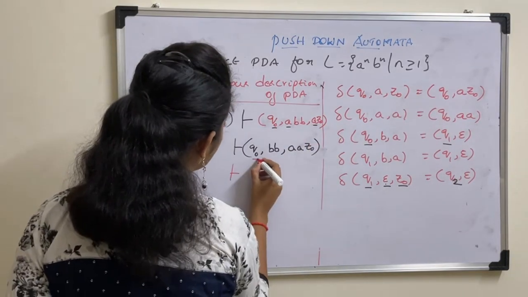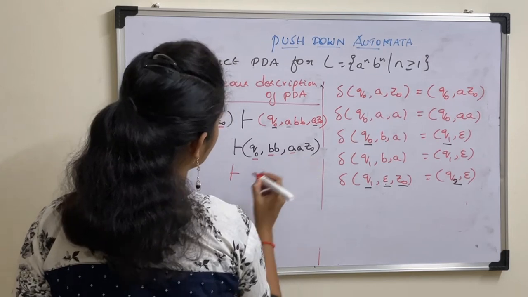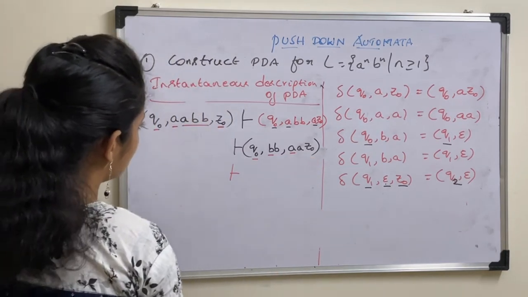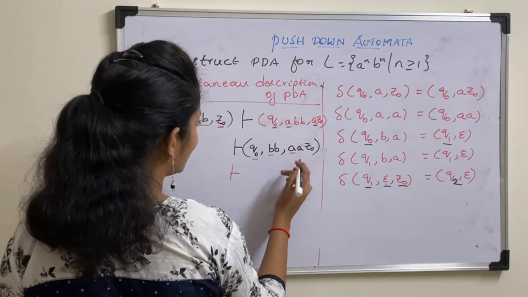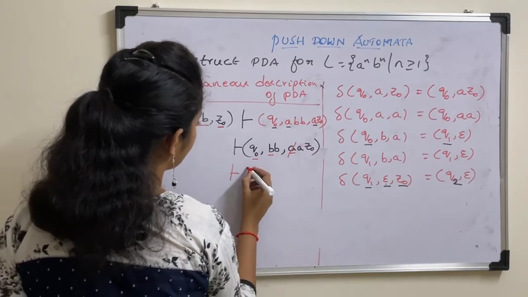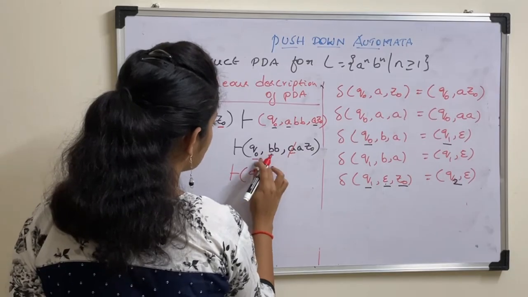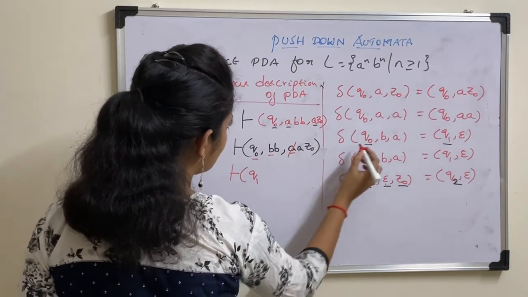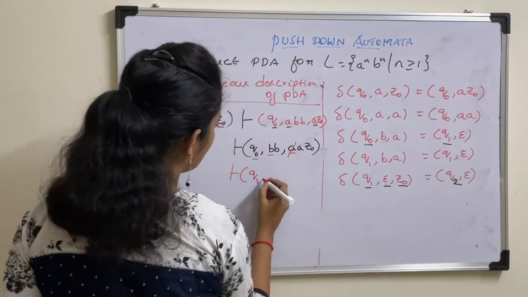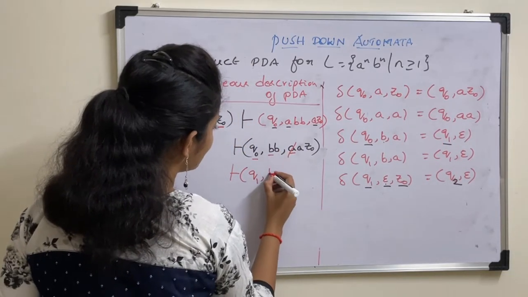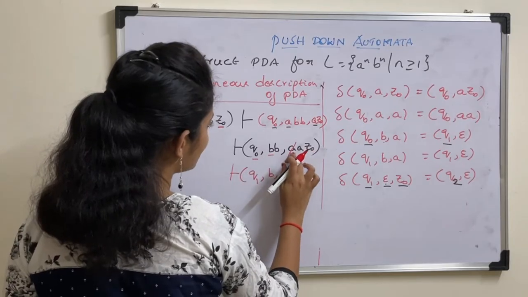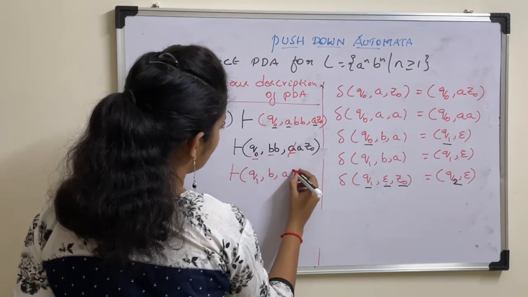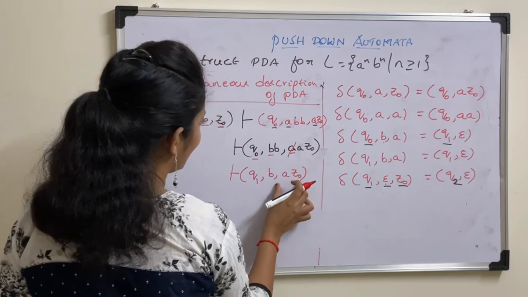Now Q0, input B, top of the stack is A. In this case, for every input symbol B, we need to pop one element A. So pop this A. When the input is B, change the state, and the leftover string is only B. So for this first B, we pop this first A. The leftover symbols on the stack are A, Z0.